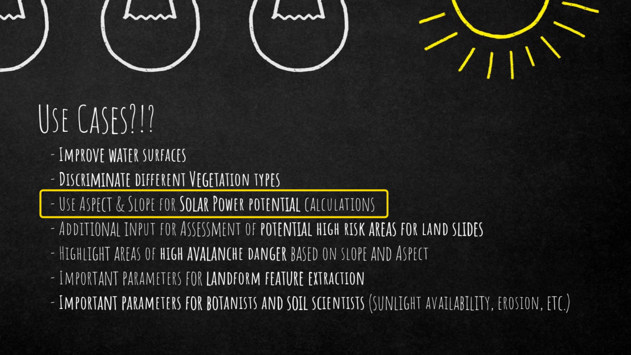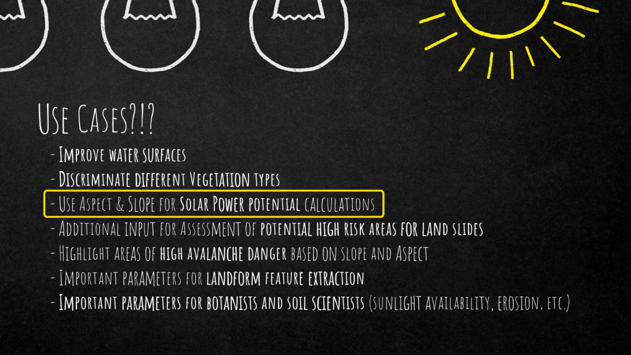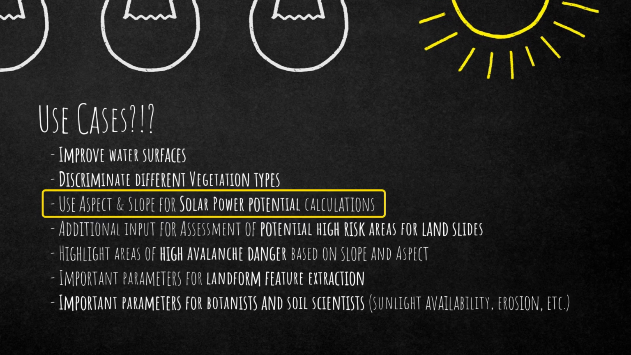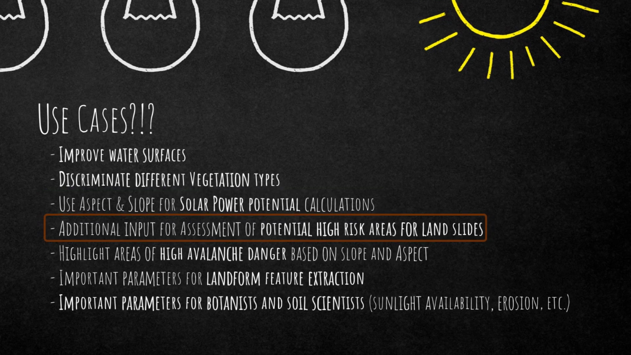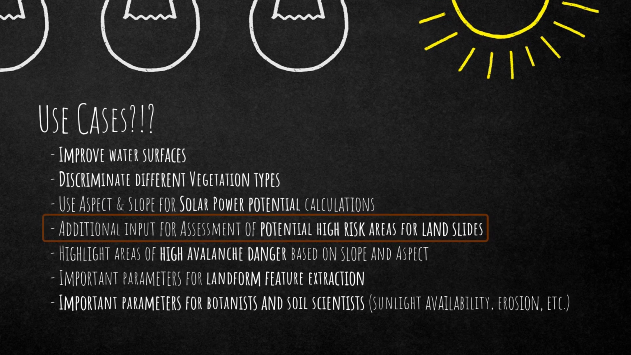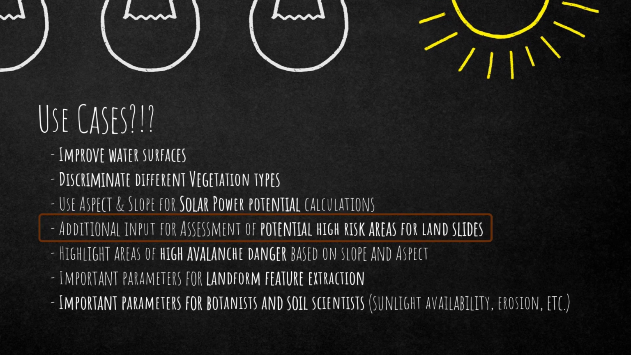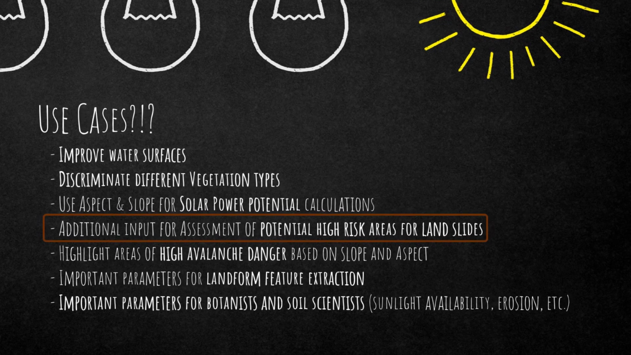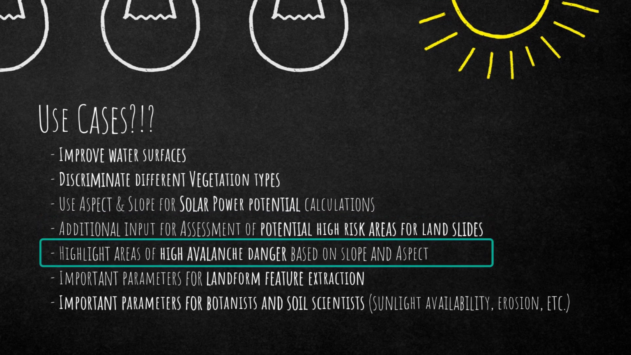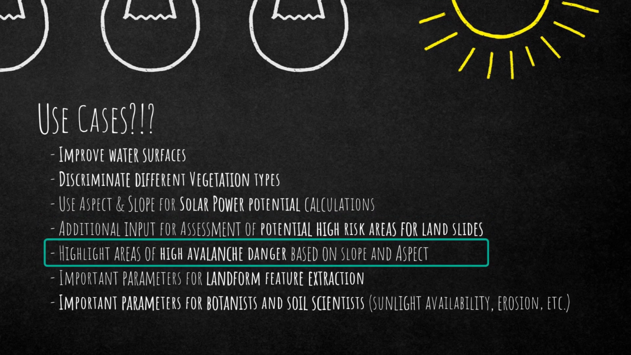If you compute aspect and slope, you can use it to compute solar power potential for roofs, which is very nice. And you could use it as additional input for assessment of potential high-risk areas for landslides. So if you're interested in landslide mapping, both layers, slope and aspect, are crucial input parameters to assess the potential risk for landslides. The same is true, I guess, for avalanches. So slope and aspect come in handy here.